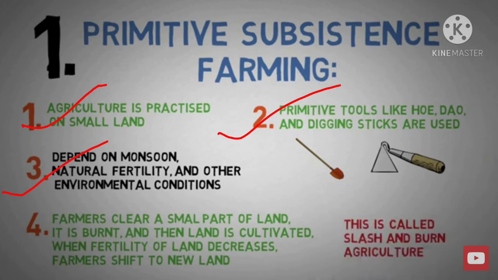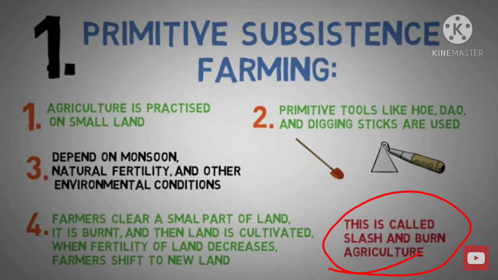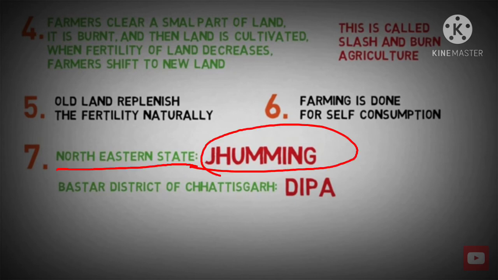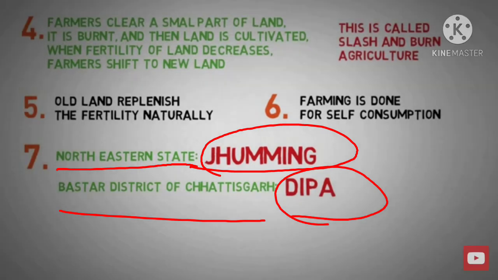And one of the examples of primitive farming is slash and burn agriculture. Slash and burn agriculture is one of the types of primitive subsistence farming. Remember that there is another term for slash and burn agriculture, that is Jhum cultivation, which is used in northeastern states, and it is also known as Dippa in Bastar district of Chhattisgarh. Same thing, but it is termed differently in different places. So you have to remember the different terminologies used in different states or regions. Actually, this slash and burn agriculture is mainly practiced in the tribal regions of northeastern India.